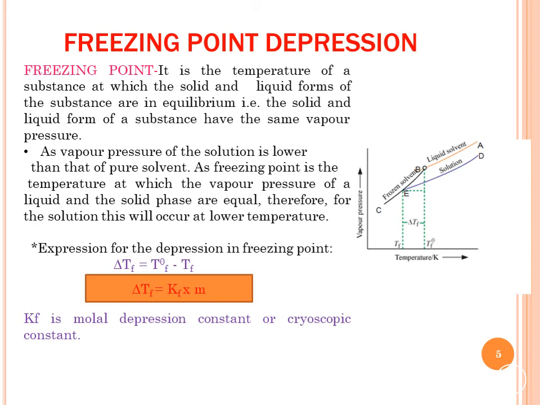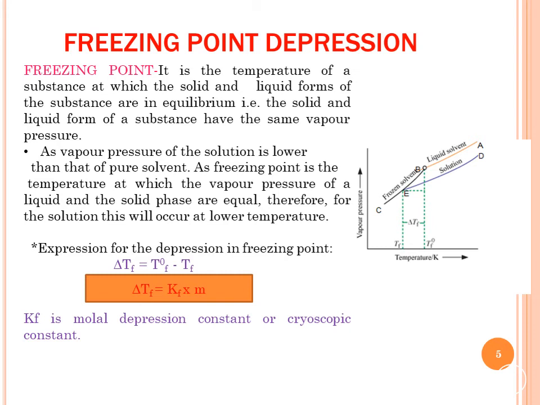After B, the curve BC is for the solid. We know that the vapor pressure of the solid is very low, which is the reason why it is shown here as BC. It represents a lower vapor pressure. After point B, the solid form of the substance starts appearing. So for liquid, B is the point where the freezing of the liquid starts. It is taken as T F naught.